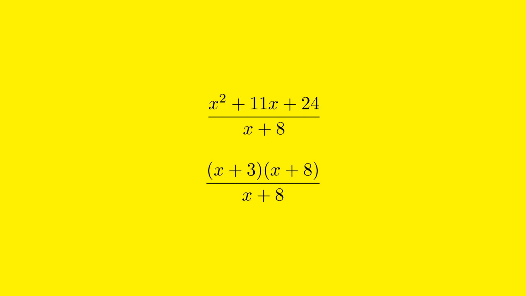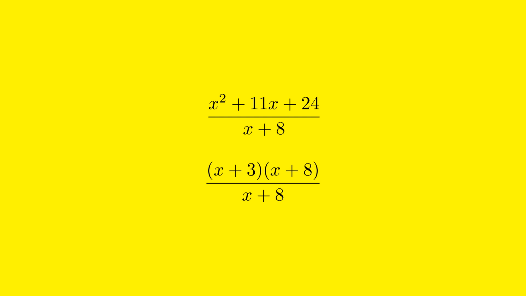Start by setting up two sets of terms in the form of x plus a number times x plus another number. We need two numbers that both add up to 11, which is the coefficient of the x term, and multiply together to give 24, the constant term.